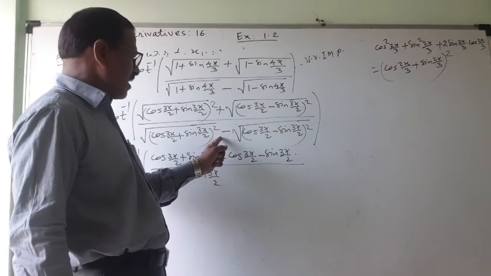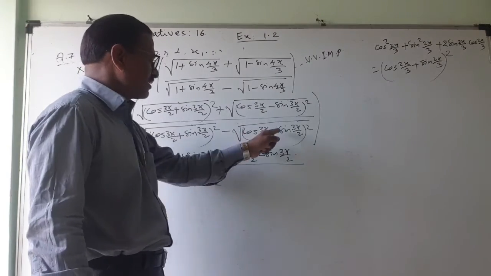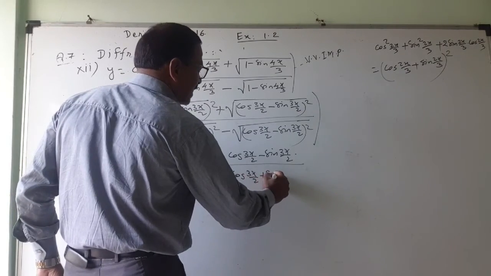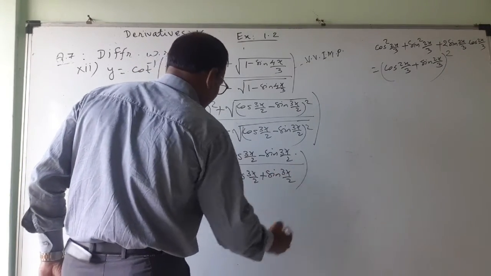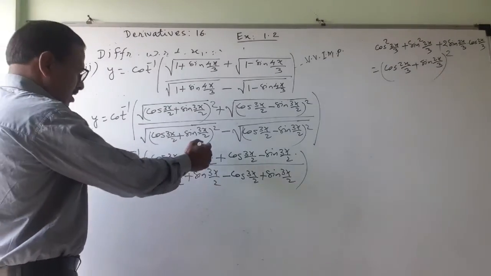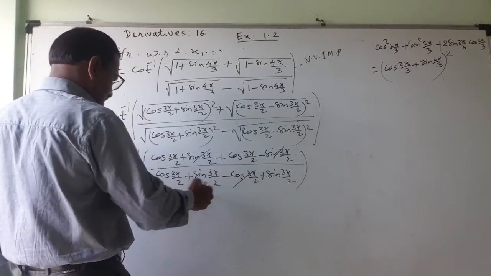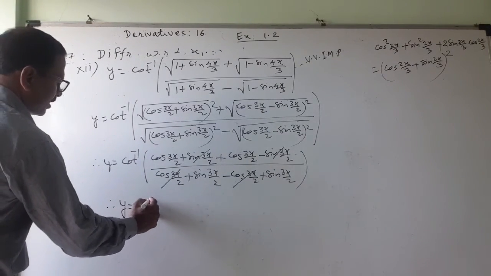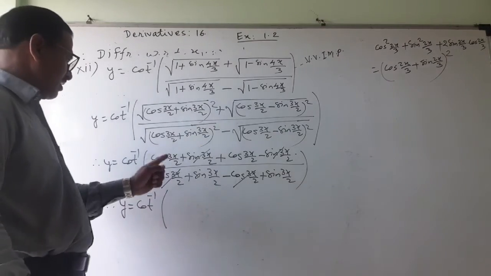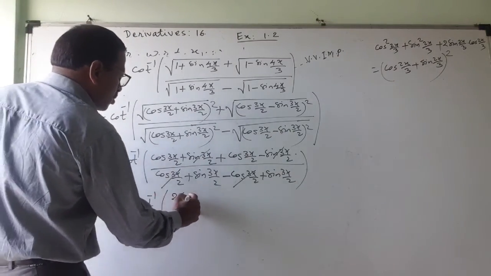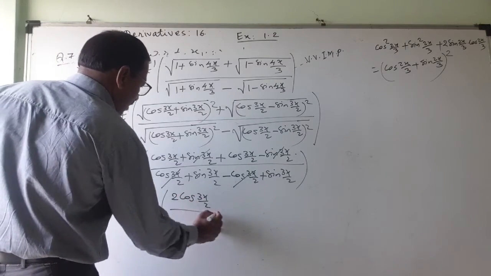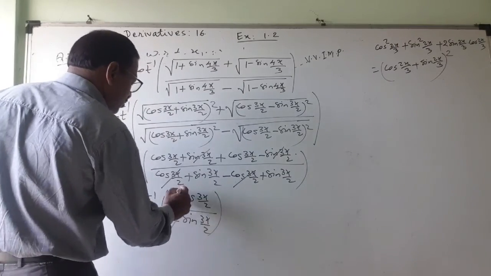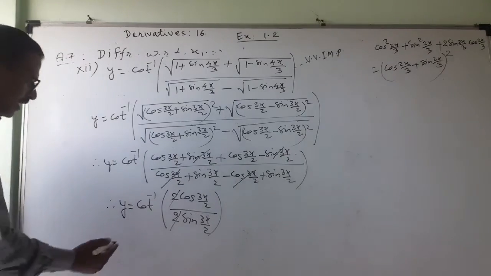Now take care, this is minus and I am opening the bracket, so this will be minus and this will be plus. Minus cos of 2x upon 3 plus sine of 2x upon 3. While opening the bracket, take this care, at least in standard 12. Cancel, cancel, cancel, cancel. See the simplicity of the example. So y is equal to cot inverse of, what is remaining? These 2 times 2 cos of 2x upon 3 upon 2 sine of 2x upon 3. These 2 cut, 2 cut. Hope that you understand this.